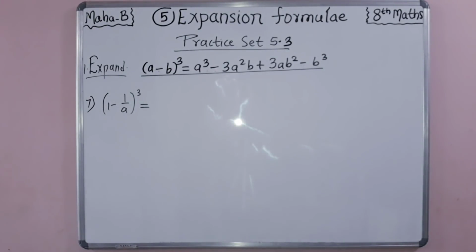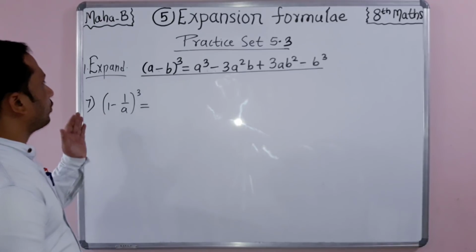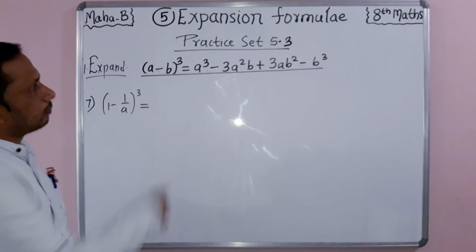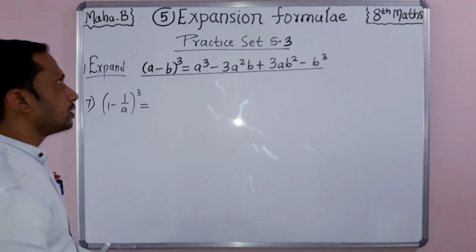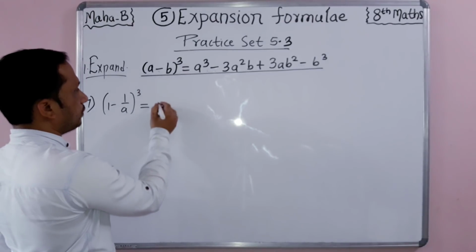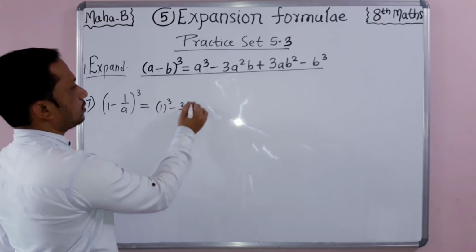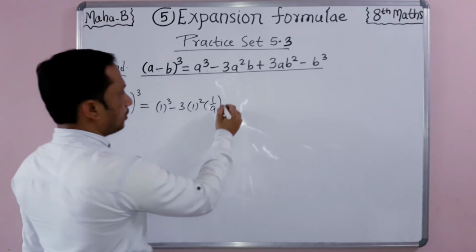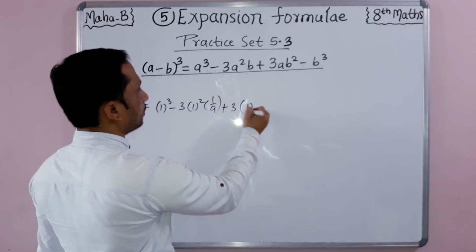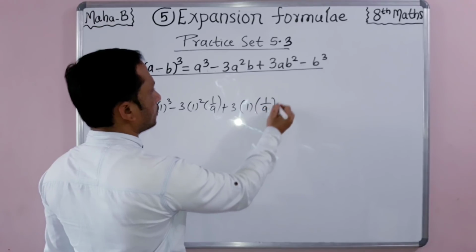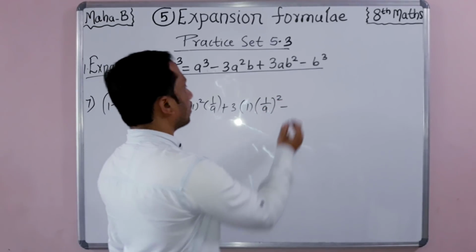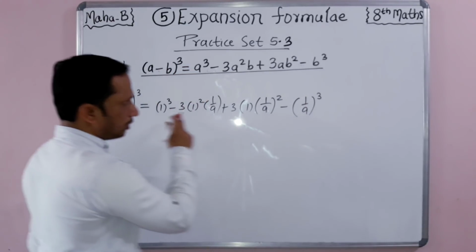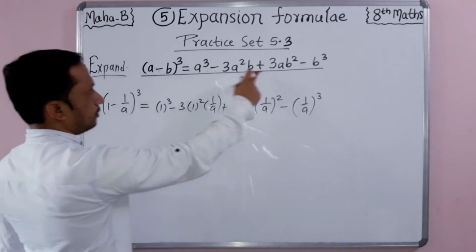Okay students, this is our seventh problem. 1 minus 1 upon a, cube. Now we have to solve this problem by using the formula a minus b bracket cube. So use the formula: first a cube, minus 3 into 1 square into second number 1 upon a, plus 3 into first number 1 and second number square 1 upon a square, and minus second number's cube 1 upon a cube. So this is the expansion of the given number in the form of the formula.